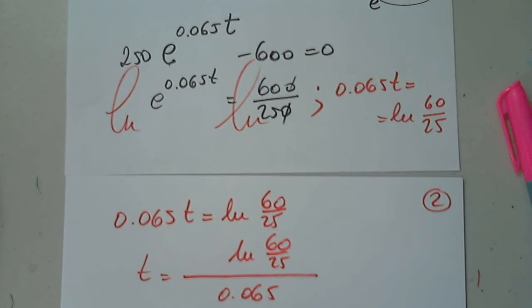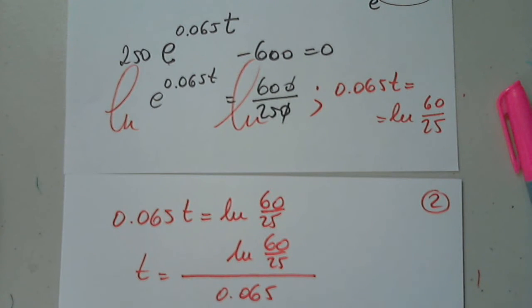Perfect. So now I plug this in the graphing calculator. Natural log 60 divided by 25, and then further divide by, it's just one number. You know I love parentheses, but in this case it's okay because it's one number. So 13.5, approximately 13.5.